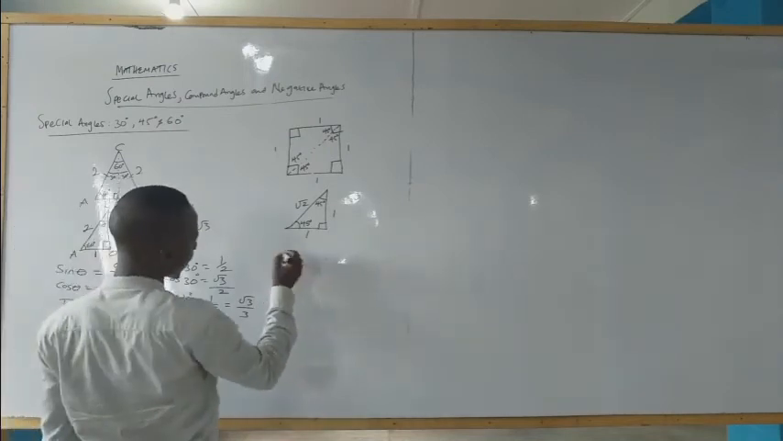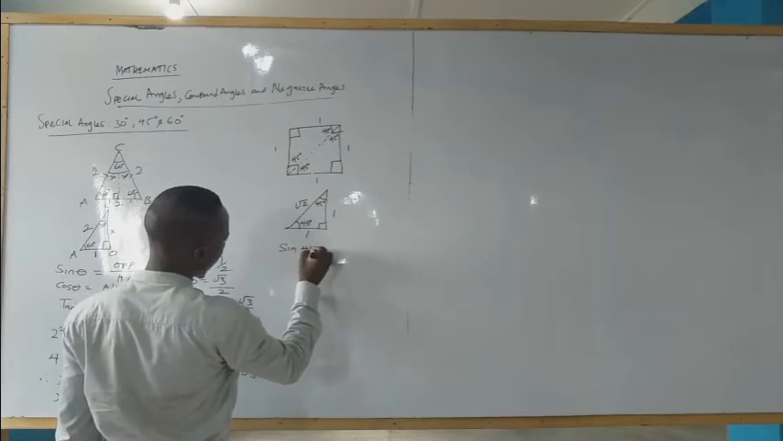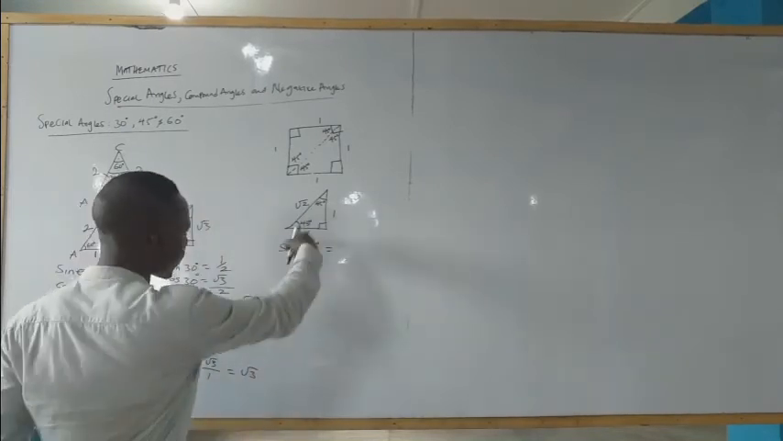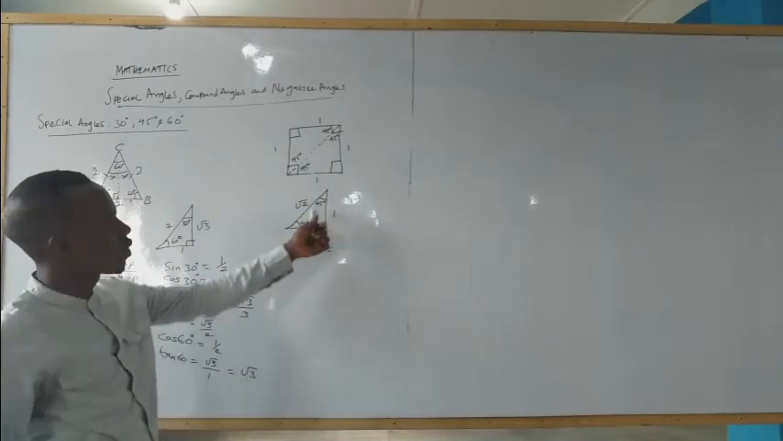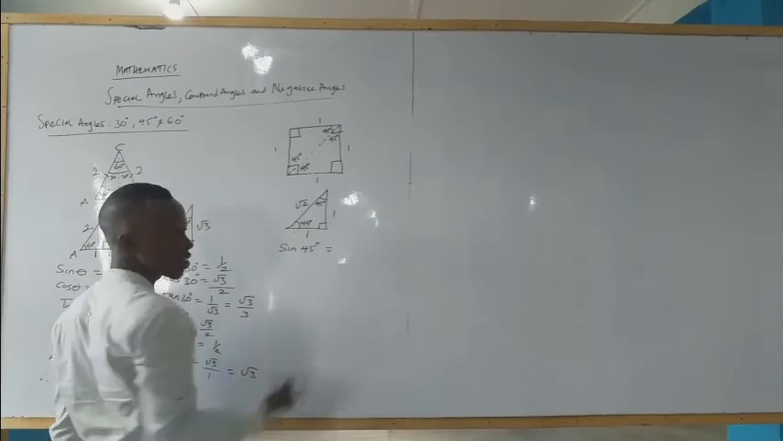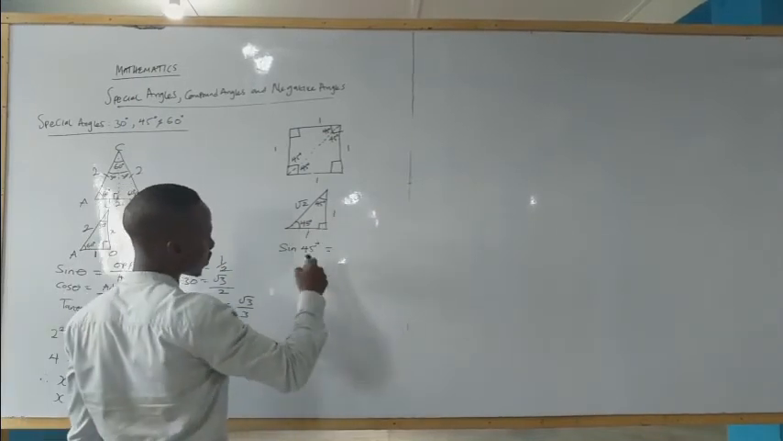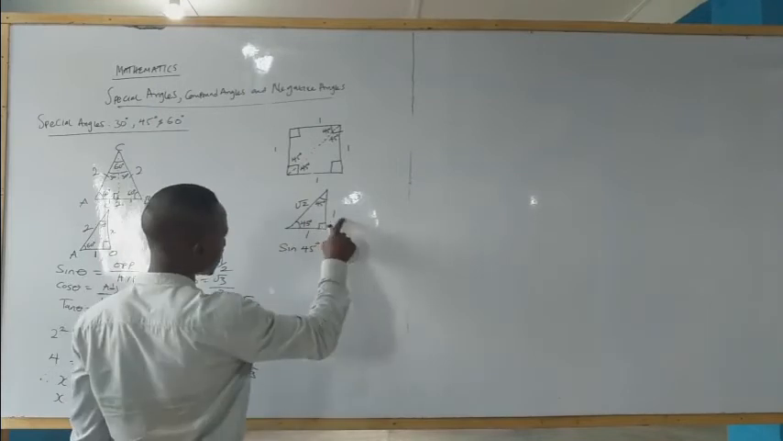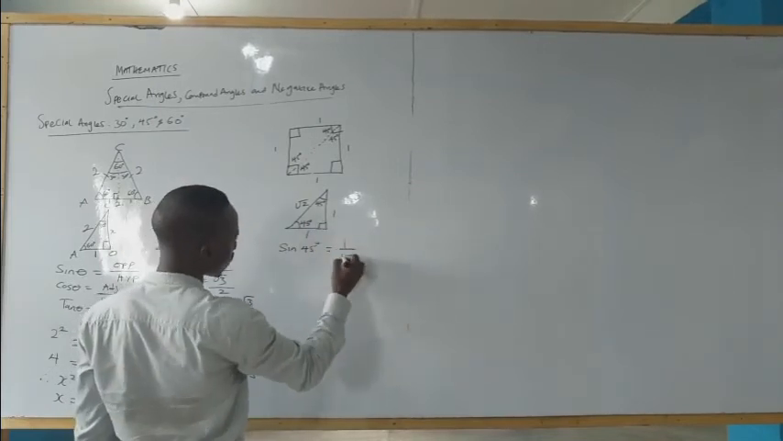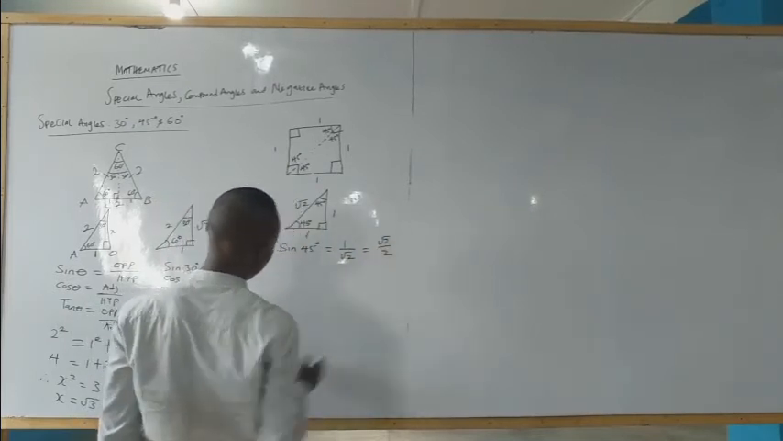So from here we can adopt the trigonometrical functions. Sine 45 degrees then is equal to what? Opposite over adjacent, whichever angle you are referring to here is the same, because the opposite of this is 1, opposite of this is 1. So sine 45 is what? Opposite over what? Hypotenuse. Follow me. So opposite of this is what? 1. Hypotenuse is what? Root 2. By rationalizing, you get what? Root 2 over 2.